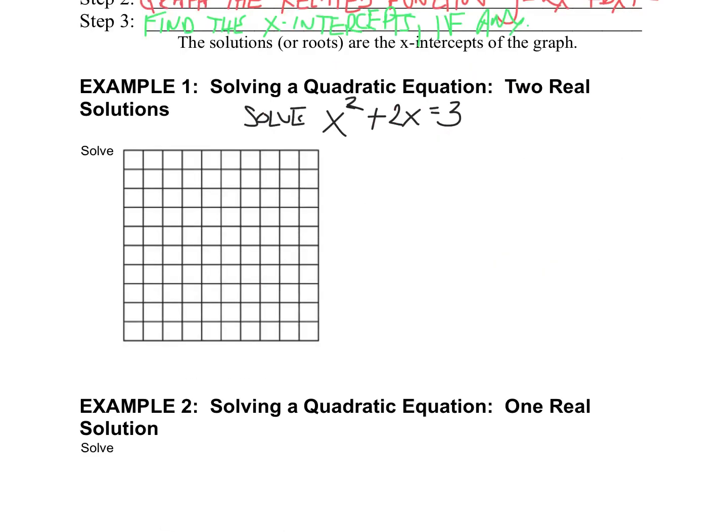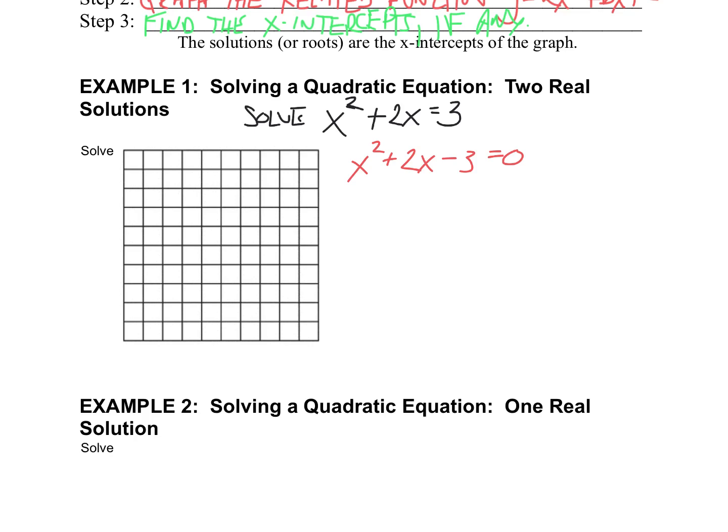So in our first example, we're going to solve x squared plus 2x equals 3 by using the graphing method. Our very first step is to turn this into standard form. To do that, we would move the 3 over to make everything go to one side. That gives me x squared plus 2x minus 3 equals 0. Now, in Chapter 7, we looked at maybe factoring this. I can factor this, but let's use the graphing method so that we can see our answer as well.